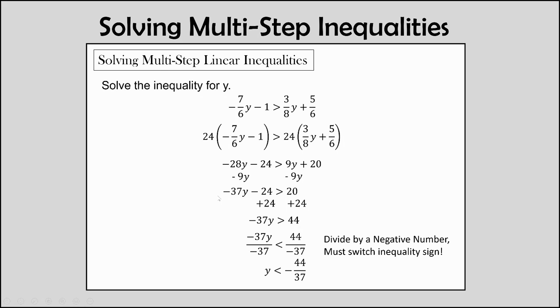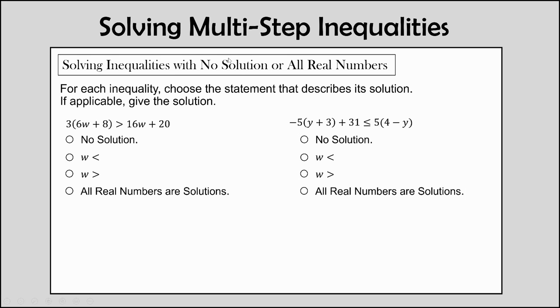Last thing, talking about when we get no solution or all real numbers as a possible answer to an inequality. This is all about you go through the solving process, and if our variable term cancels out on both sides, so we're just left with a number greater than, less than another number, it's about, is that true or is that false? And that's what makes our determination. If the remaining statement is false, then there's no solution. If the remaining statement is true, then that means it's all real numbers. Let me show you what I mean here.